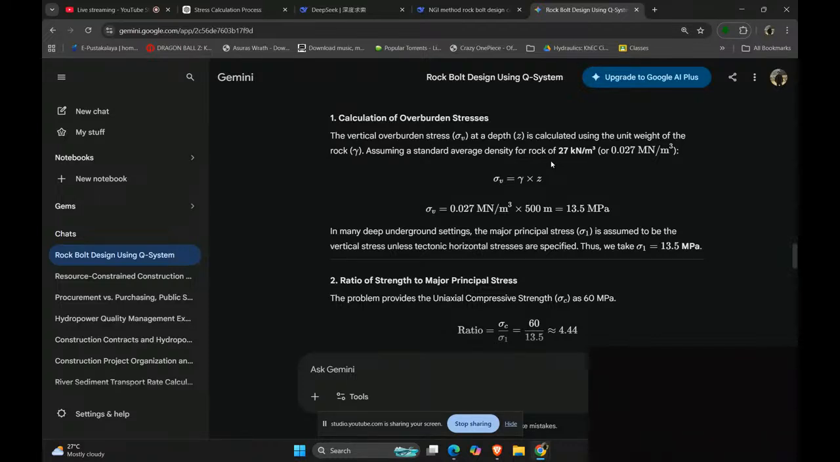Similarly, the length of the rock bolt can be estimated from the excavation width B and the ESR. Let B equal 5 meters. The length of the rock bolt can be estimated from the excavation width B and the ESR.